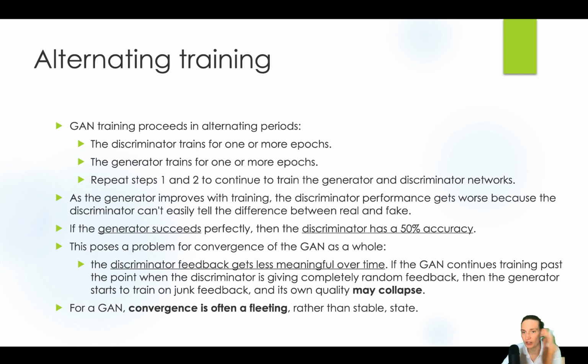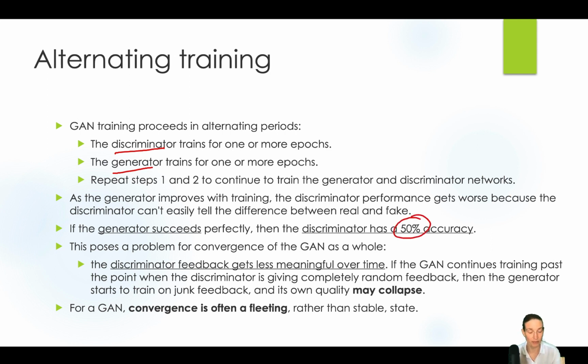So we have this alternating training. The GAN training alternatingly trains the discriminator and the generator. Okay. So maybe the discriminator trains for one or more epochs, and we switch to the generator and we repeat this as well. As the generator improves with training, the discriminator performance will get worse because the discriminator can't easily tell the difference between real and fake anymore. Okay. So if the generator succeeds perfectly, the discriminator will have only 50% accuracy.